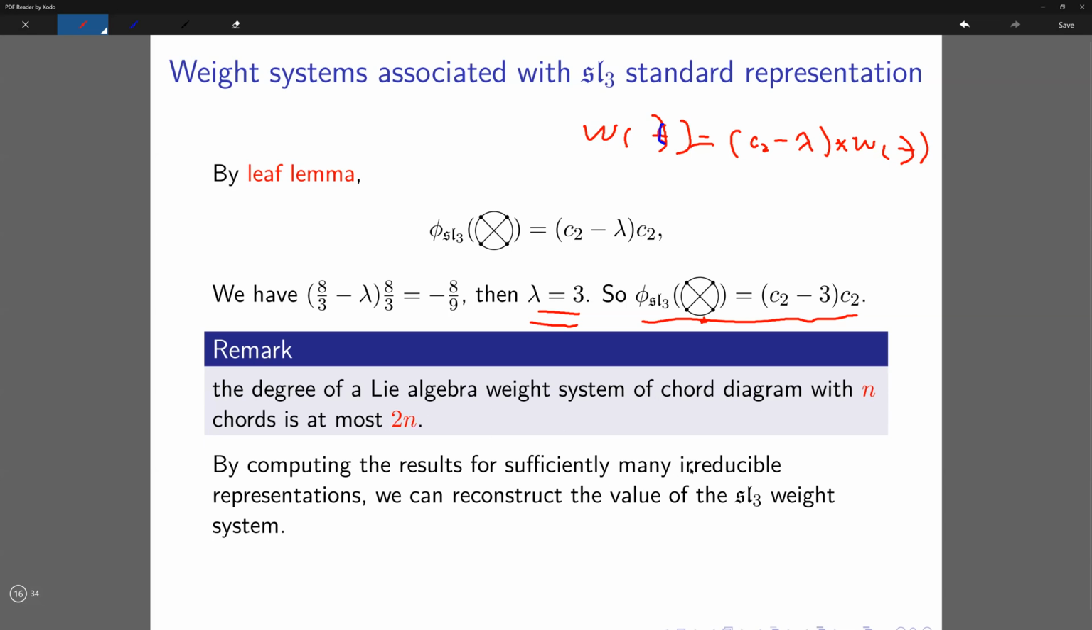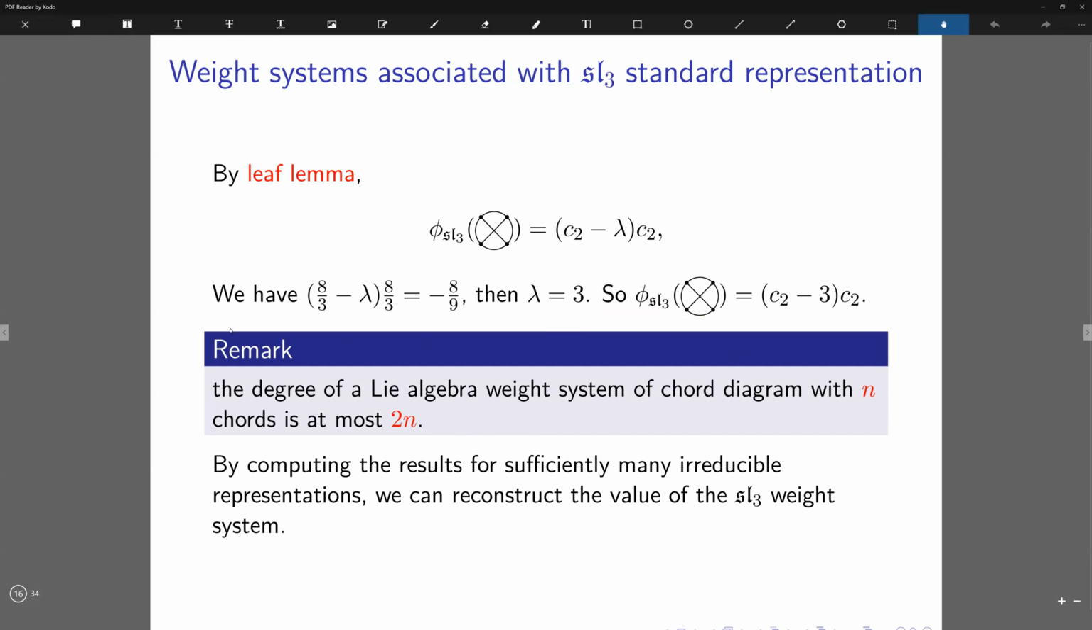So we just need to calculate enough representations. We can reconstruct the value of the SL3 weight system, because there is a finite number of monomials under the fixed degree. And how do we get enough irreducible or independent representations? I mean, independent, which means that the representations take different values under C2 and C3.